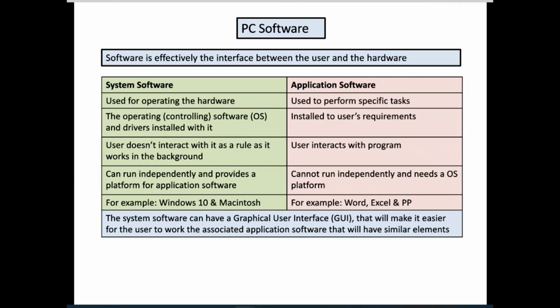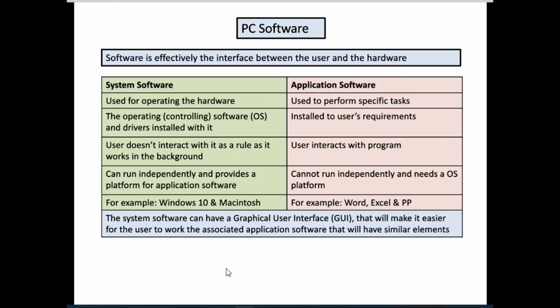Okay, so what is the system software? System software is used for operating the hardware. Okay, the operating software or OS and the drivers installed with it. Okay, so that, guys, is Windows 10 or Apple Mac or Windows 11. That is your operating software. The user doesn't interact with it as a rule, as it works in the background. Okay, don't go and try and mess with your system software. Okay, you are not a computer expert. If you mess with it, it's gonna stop working.